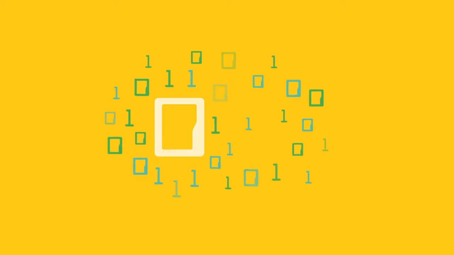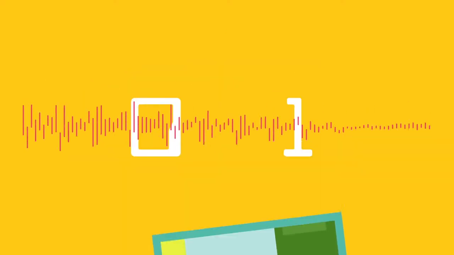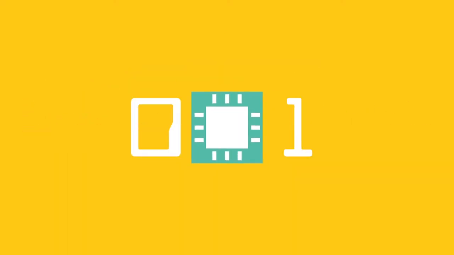Everything can be eventually boiled down to binary numbers, zeros and ones. My voice, this embarrassing picture of me as a teenager, everything. After all, a computer's CPU only recognizes two states, on and off.